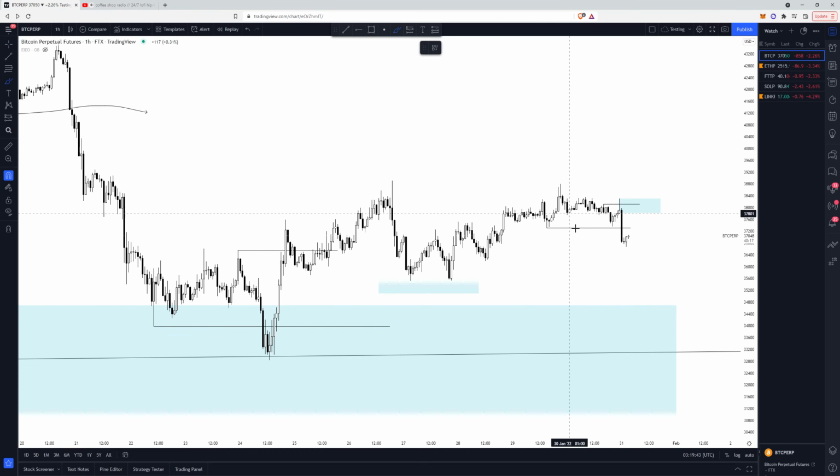Or we get a retrace followed by more distribution leading into these equal lows. Well, there hopefully then we see some accumulation somewhere in this area. So if we come up and distribute and we don't invalidate this higher, then I think we head lower, then hopefully we see some accumulation right here.